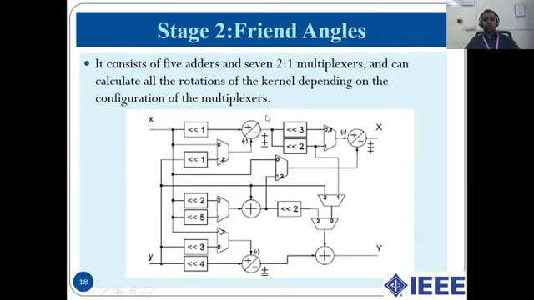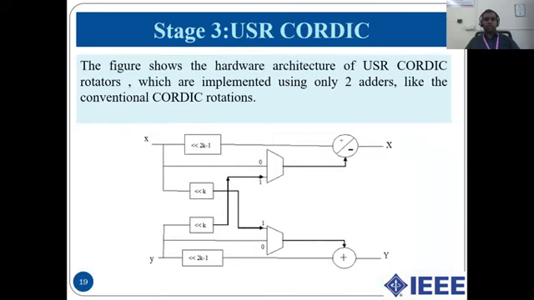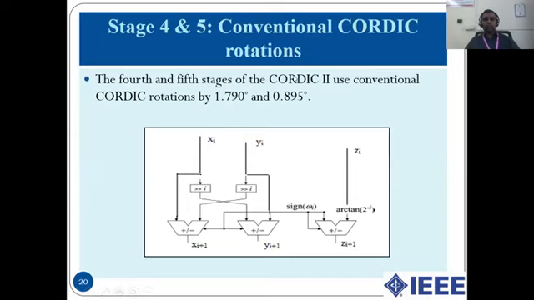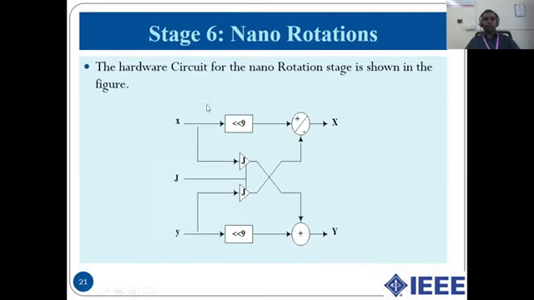These hardware architectures are taken from the paper which we have discussed. Stage 3 constitutes USR CORDIC, that is uniformly shift redundant CORDIC, and this shows the hardware architecture, and it uses 2 adders like the conventional CORDIC rotations. Similarly, in stages 4 and 5, we generally employ conventional CORDIC rotations, using rotations by 1.790 degrees and 0.895 degrees. And in the final stage, we see the nano rotations, where the hardware circuit of the nano rotations is shown below. It constitutes once again 2 adders and 2 multiplexers.